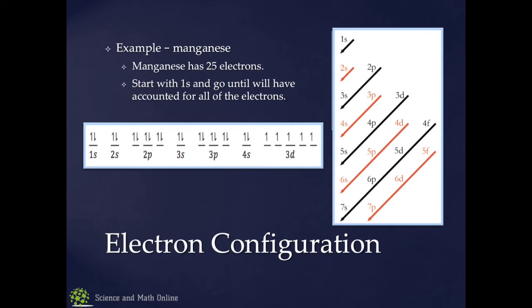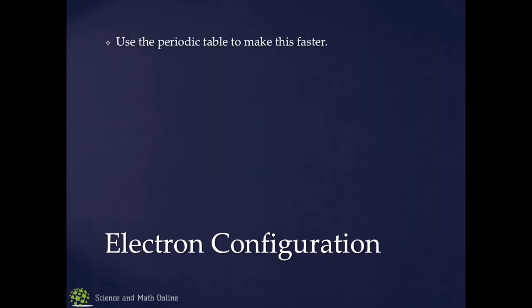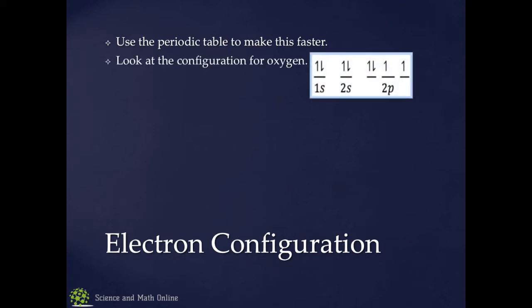All right, so there are ways to make this go faster. If we had to do this and count electrons every time, it would be mind-numbingly slow. But we can use the periodic table to make this go faster. So for example, let's look at the configuration we did for oxygen. The last sublevel is 2p, and there are 4 electrons in it.